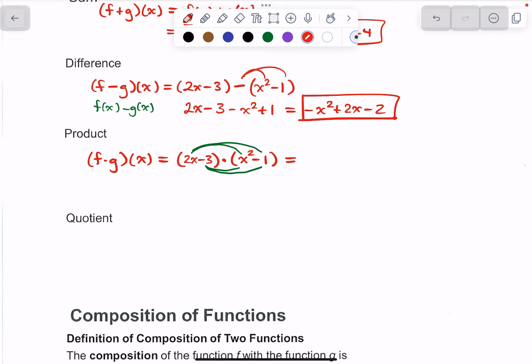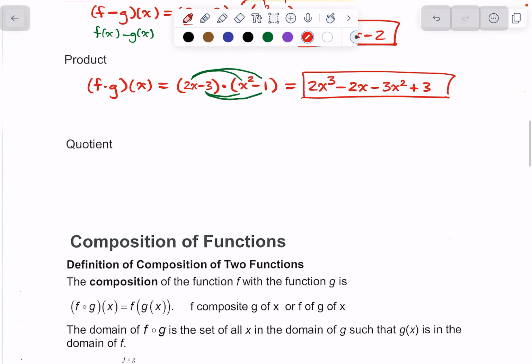So 2x times x squared is 2x cubed. 2x times negative 1 is minus 2x. Negative 3 times x squared, that's minus 3x squared. Negative 3 times negative 1 is positive 3. And actually, there's no like terms here that we can combine, so this is actually our answer.